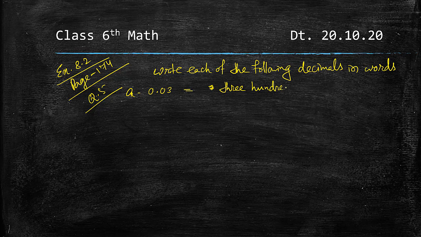3/100th. Okay, as 3 is in the 100th place and any other number is not there. So directly we can write 3/100th. Okay.